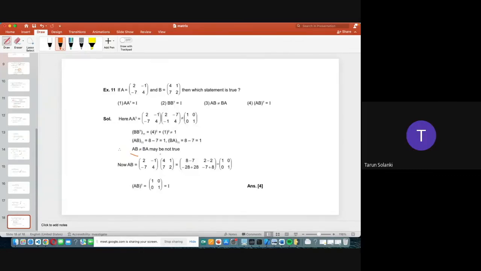Okay, so now go for the values. So 2 minus 1 minus 7 4, and 4 1 7 2. So 8 minus 7 and 2 minus 2, and minus 28 plus 28, minus 7 plus 8. So 1 0 0 1. So AB whole transpose is 1 0 0 1. So that is your I. So meaning option fourth is the correct option.